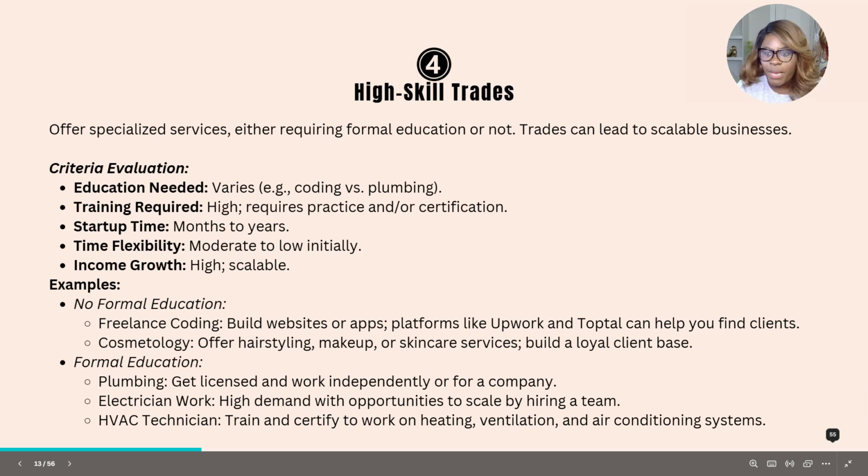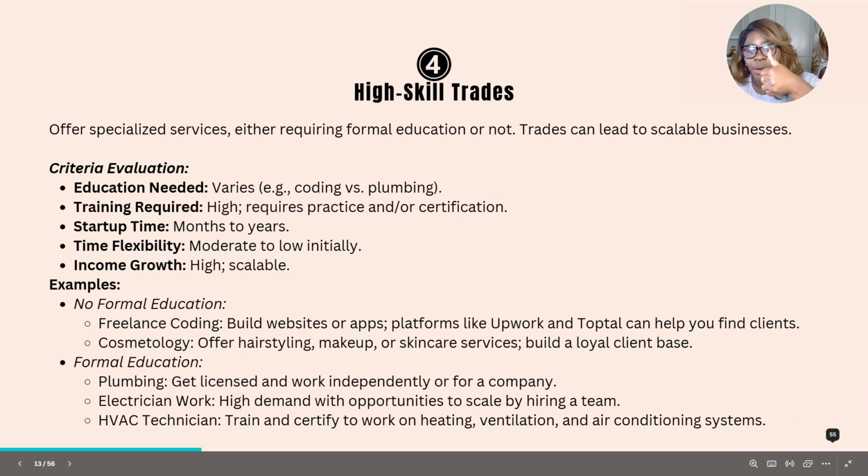We're now changing the paradigm in the game here. So the criteria evaluation, is education needed? I believe that it's always a yes. And by a yes, it varies, right? You don't need a formal education, but you do need the time to actually learn something. Coding, for example, you don't need to go to school to learn how to code. However, you would have to have put in the time to learn how to code, okay?